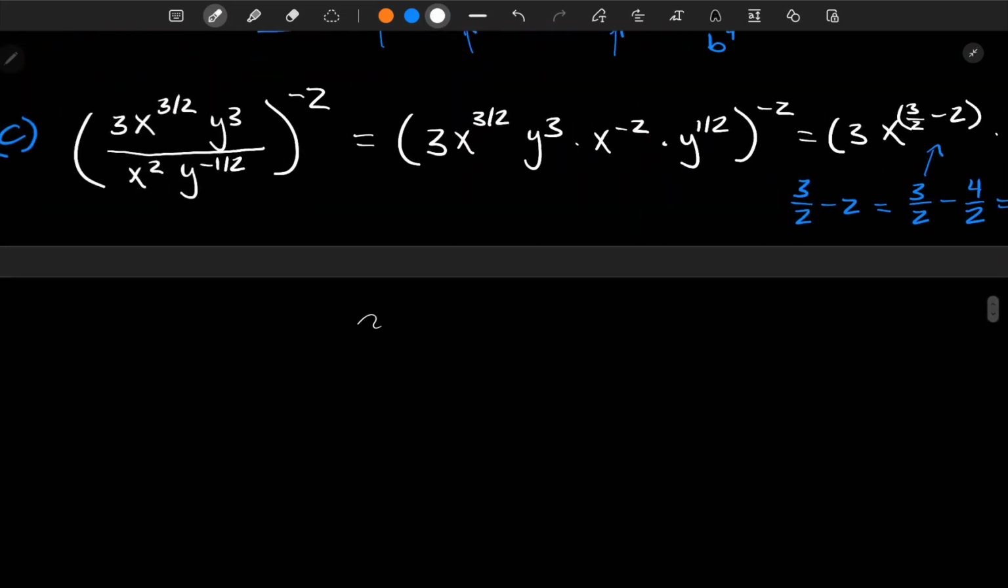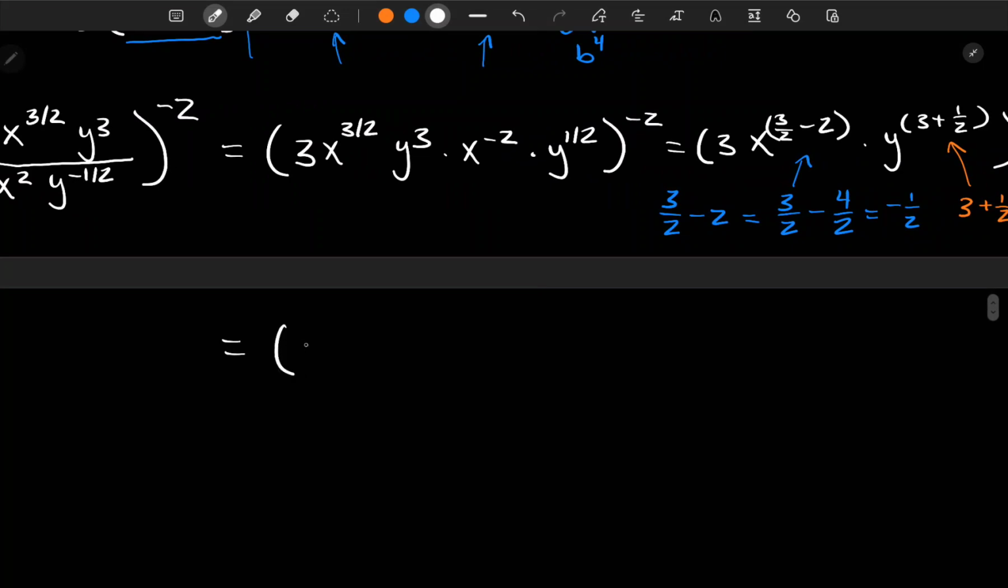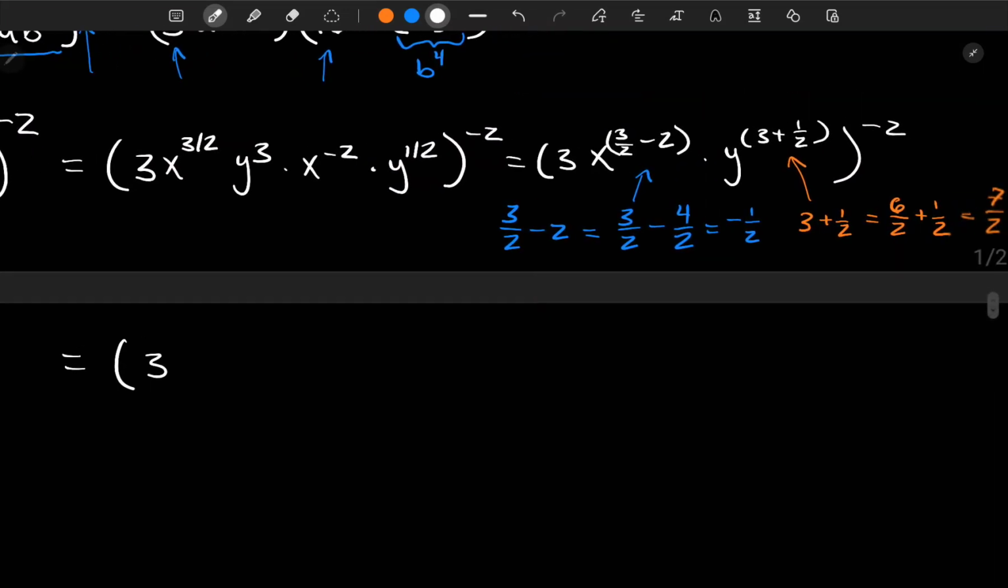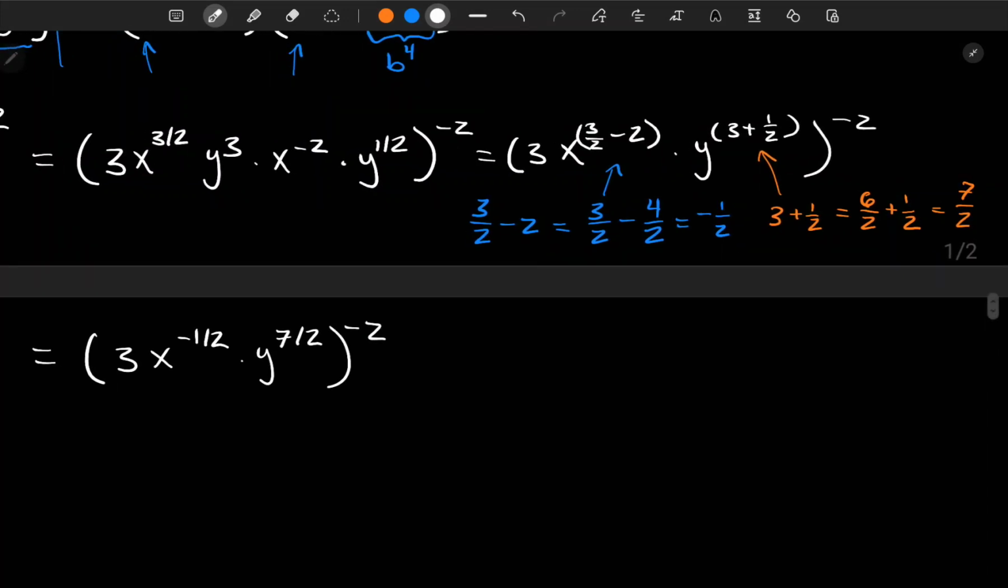So we can simplify this even further to 3 times x to the minus 1/2 times y to the 7 halves, all raised to the negative 2 power. Then, as we had above, you can turn this into 3 times x to the negative 1/2 times y to the 7 halves to the 2nd power, and then raise that whole thing to the negative 1 power.